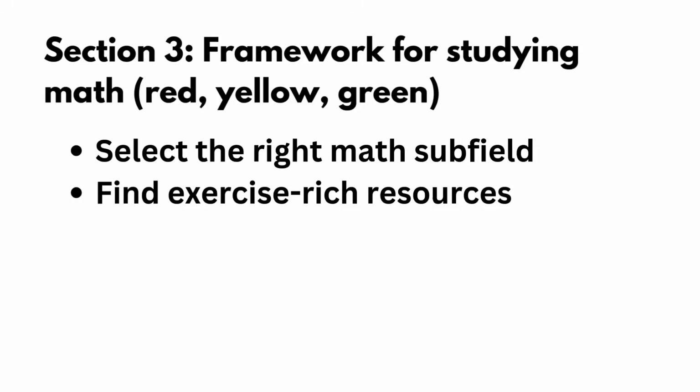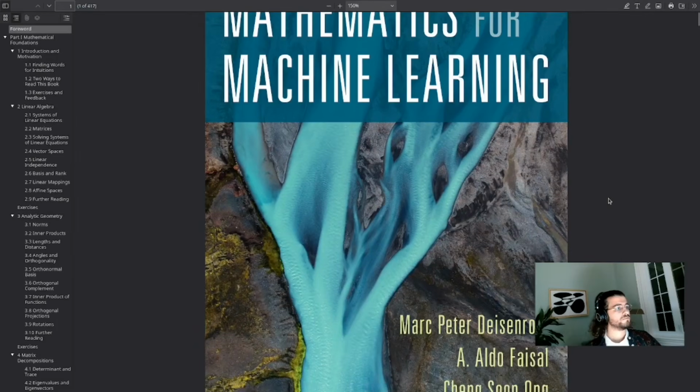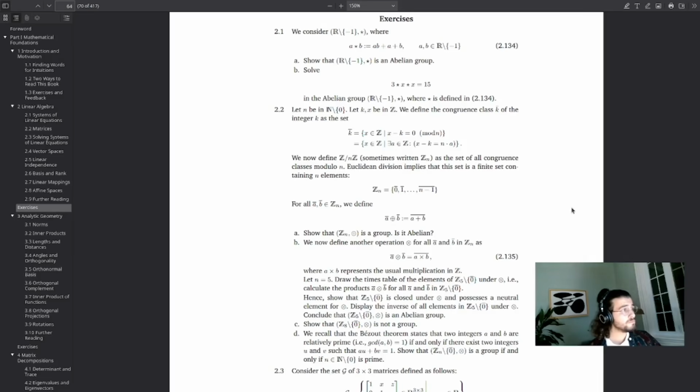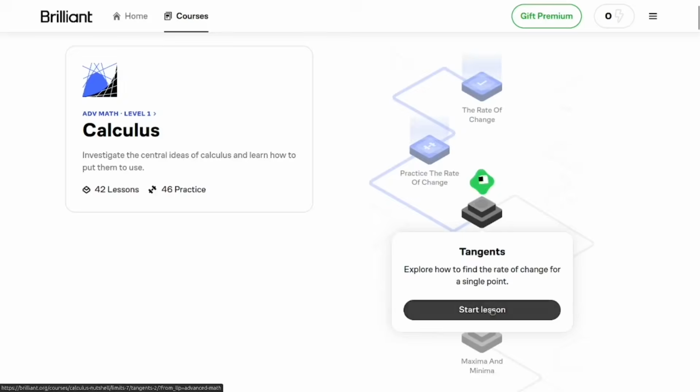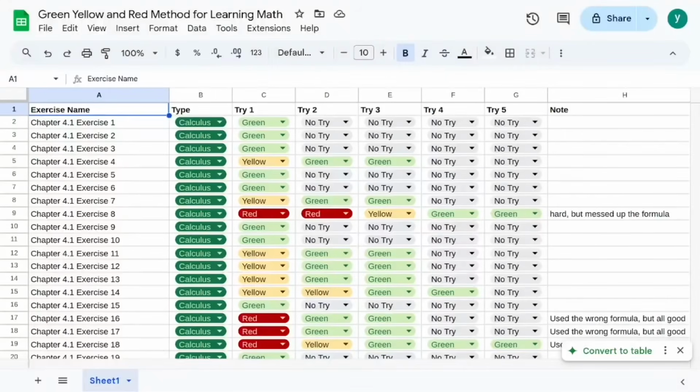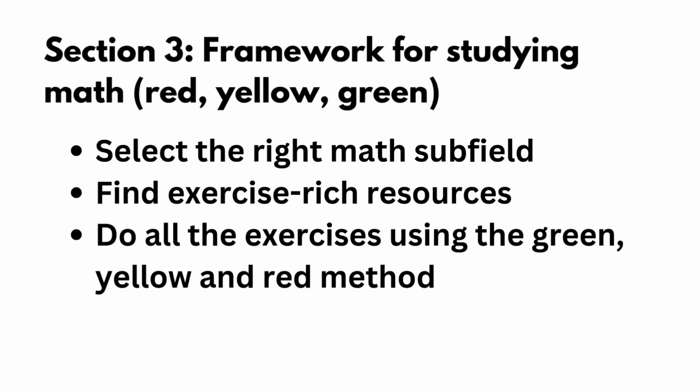It's mostly just that. Now, within these subfields, you need to find resources that are very exercise rich. If you are aiming to actually understand the material at a deep level, you will need to do your repetition, and you will need lots of them. So find a good textbook or some sort of repository of exercises with their answers. Take all of these elements and put them into a gigantic list that you will be referring to. The method I found worked the best to structure the repetition is what I call the green, yellow, and red method. I don't even know if it's an official name, but I call it that.